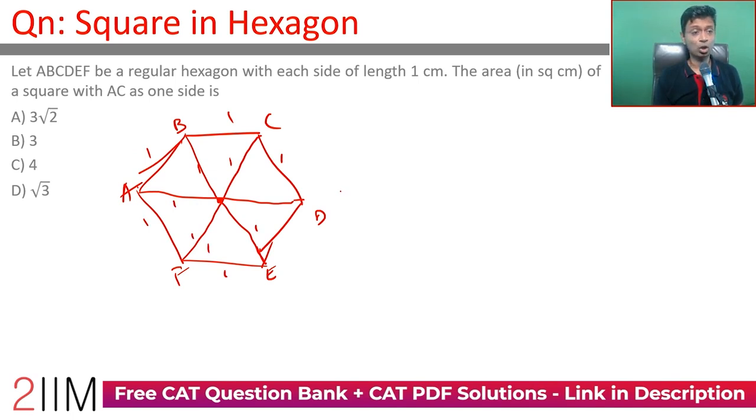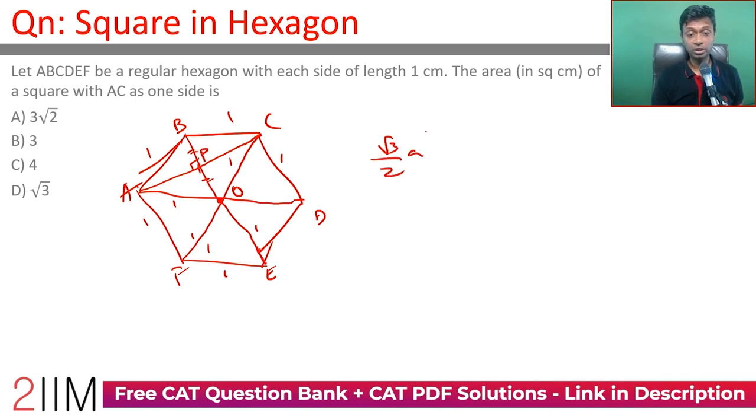Area of a square with side AC as one side. This is AC. Think about this. If we call this point O, ABO is an equilateral triangle. ABCO is a rhombus, so this will be perpendicular and equal. So this will be root 3 by 2 times, the altitude of an equilateral triangle being root 3 by 2 a.